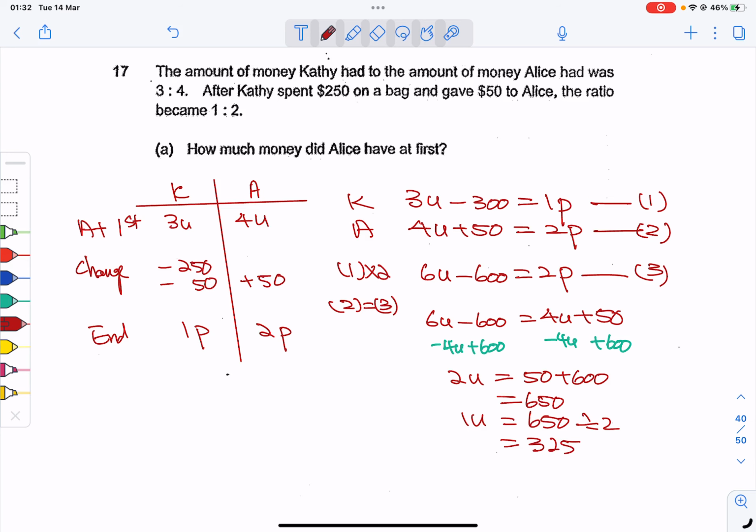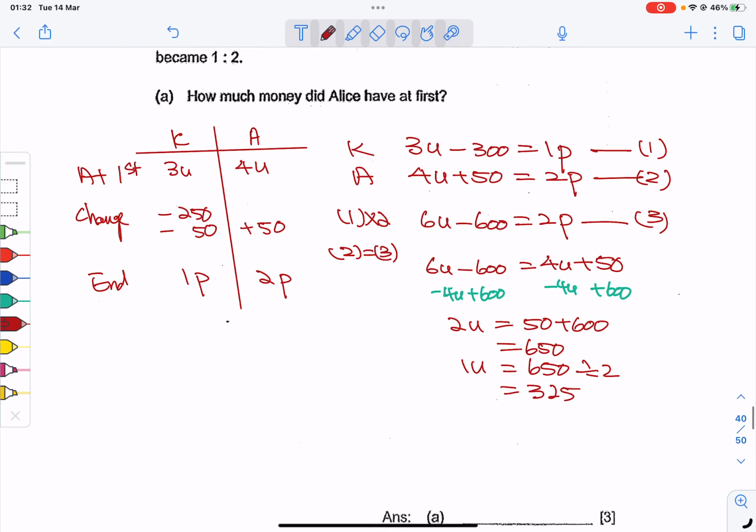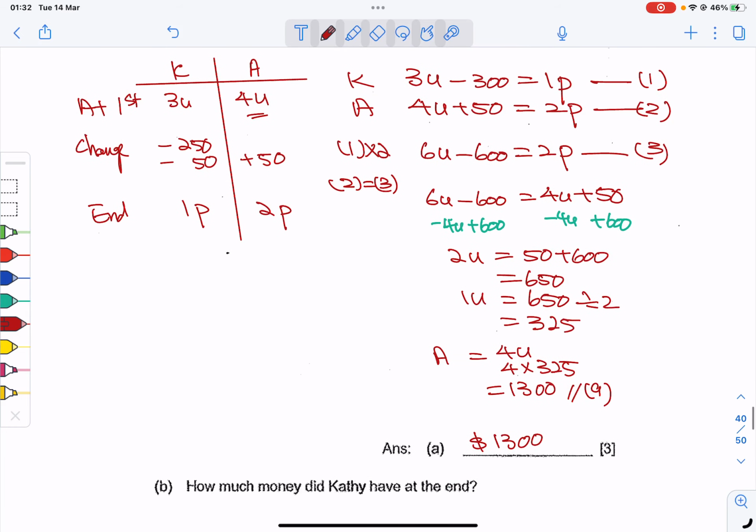A, how much money did Alice have at first? Alice at first has 4 units. From here, we know Alice has 4 units. So A is 4 units. So 4 times 325. Okay, you should have the answer 1,300. So this answer for A is 1,300.